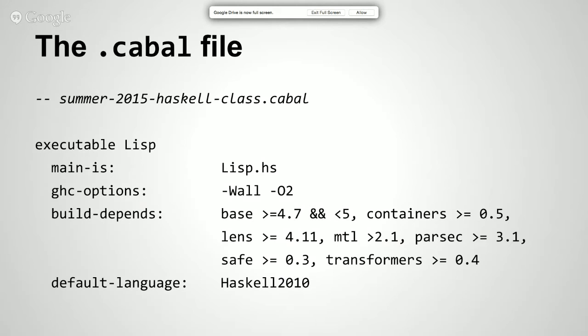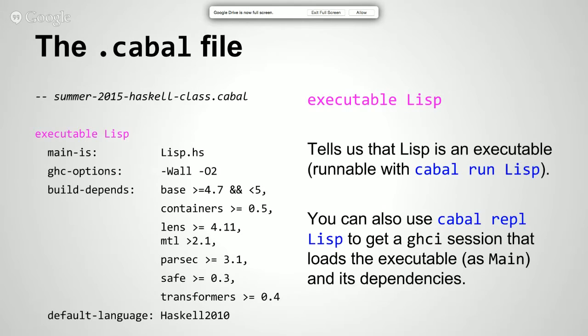And this is what the block about Lisp looks like. So first, we're declaring that Lisp is an executable as opposed to a library. That means that we can run it with cabal run Lisp. You can also use cabal repl Lisp to get an interactive session that loads that executable. I did that a lot when I was debugging it.